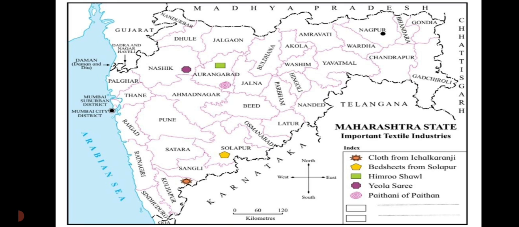To the index of the map, add the textile industries that you know of but are not shown here. Mark them at the appropriate places on the map. So you can do it in your textbook. Okay, in these two blanks which are there below, you can fill up two more textile industries that you are aware of. Okay, and give them a symbol and locate them on the map.